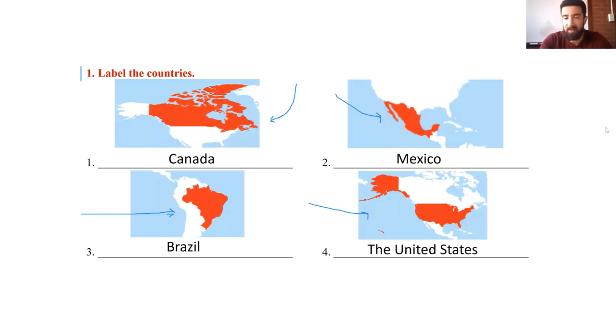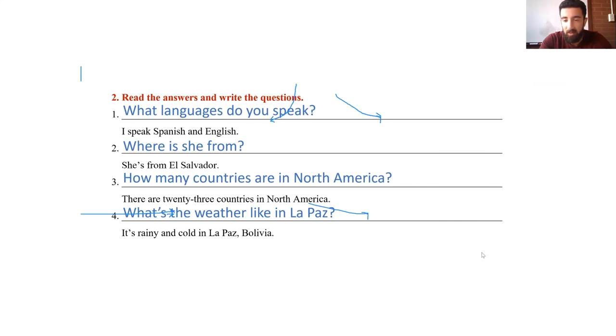Bueno, entonces, la segunda parte, the second part of the activity is over here. Y las respuestas podrían variar aquí, no es un problema, pero estas son mis respuestas. Number one, para clarificar, la actividad es read the answers and write the questions, leer las respuestas y escribir las preguntas. Entonces, la respuesta para la primera, the answer for the first one, I speak in Spanish and English. Entonces, ¿cuál es la pregunta? Es, ¿cuáles lenguas hablas? What languages do you speak?